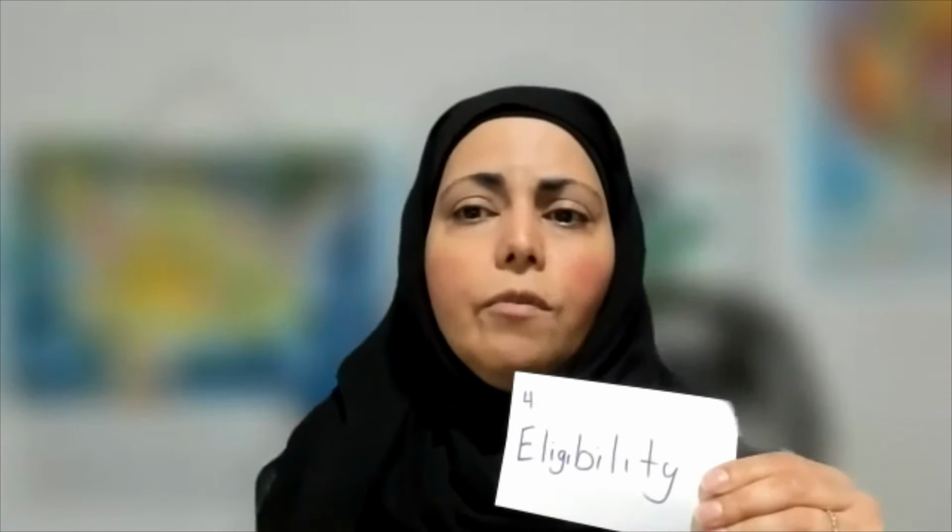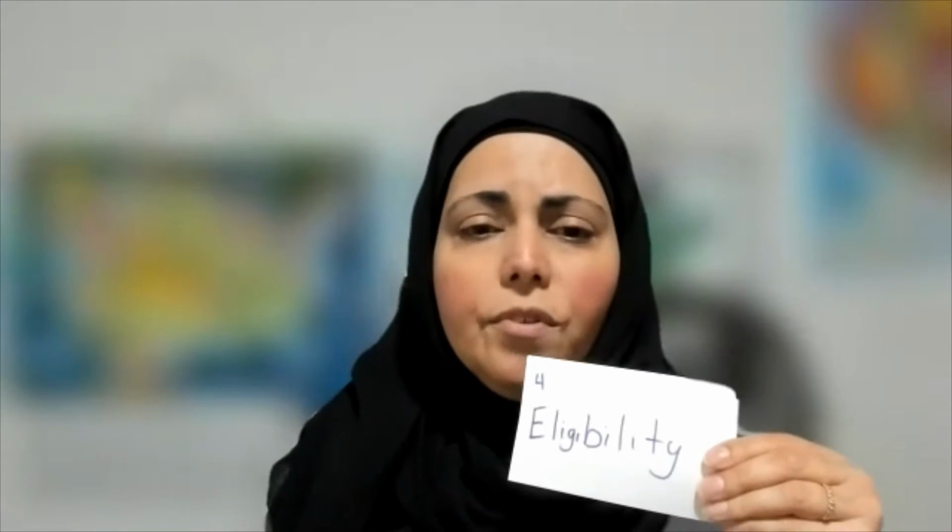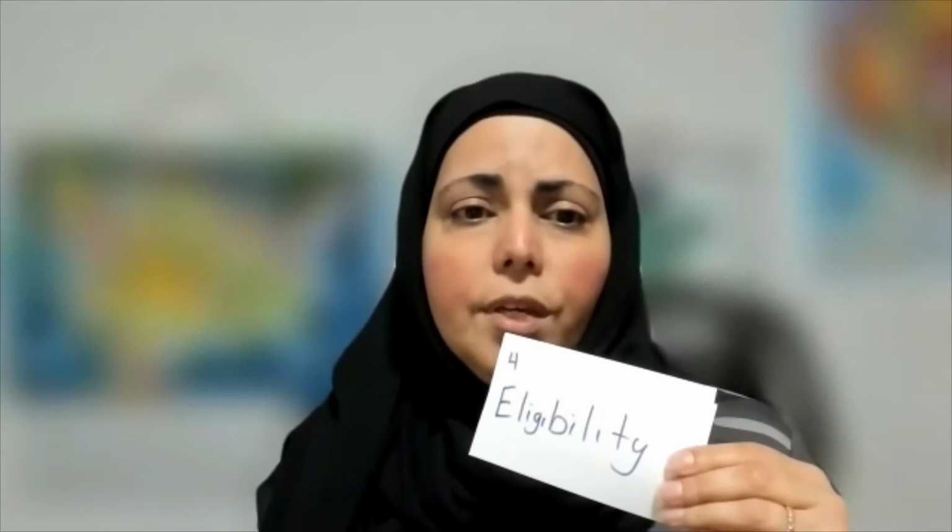The next step is eligibility. During this step, the evaluation results are reviewed by the team. To plan and provide an appropriate education, the IEP committee decides what type of education and associated services are required.